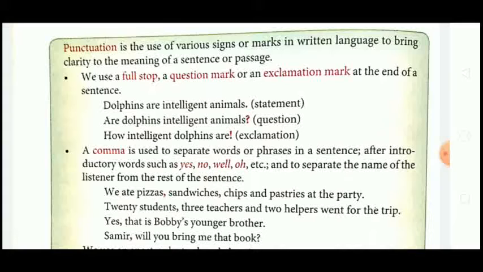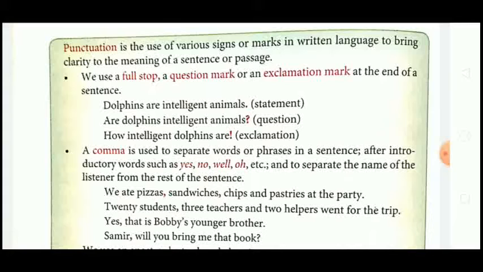Second one, are dolphins intelligent animals? Question mark. Here at the end of the sentence we have put a question mark. So by this punctuation mark of question mark, we come to know that the sentence is asking some question. It is also known as a question sentence.